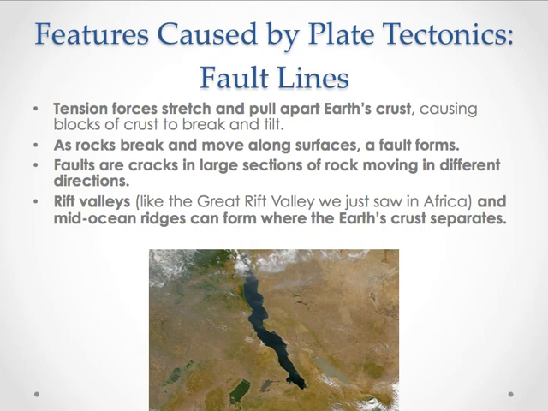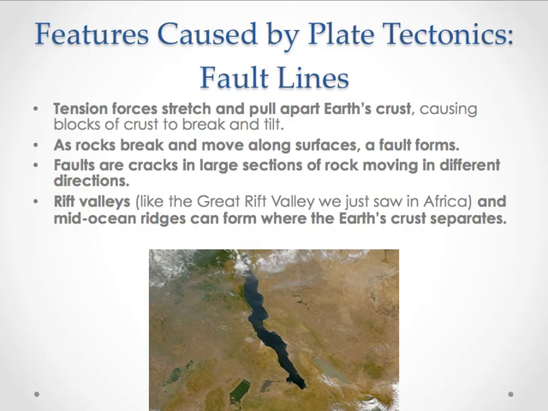So here's where these fault lines come from. Tension forces can stretch and pull apart the Earth's crust. That's going to cause giant blocks of this crust to break and tilt and move. As these rocks break and move along surfaces, a fault line forms. And when I say rocks, I don't mean little pieces of gravel or even big boulders you might see on the side of the highway. I'm talking miles long, huge slabs of crustal rock.